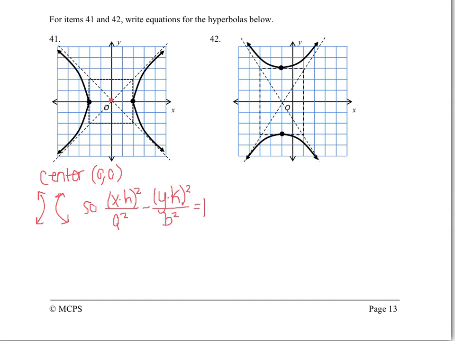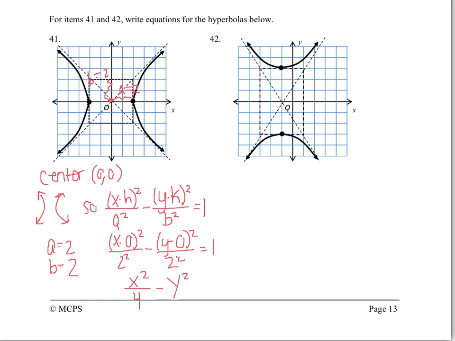So now I need to look at my graph and find out what a and b are. Well, a is the distance from my center to my vertices, so it's going to be this distance right here. So a is going to equal 2. B is my distance to the other side of my box, so in this case, b is also going to equal 2. So I can put this in my equation. I've got x minus 0 squared over 2 squared minus y minus 0 squared over 2 squared equals 1. Simplified, I have x squared over 4 minus y squared over 4 equals 1.